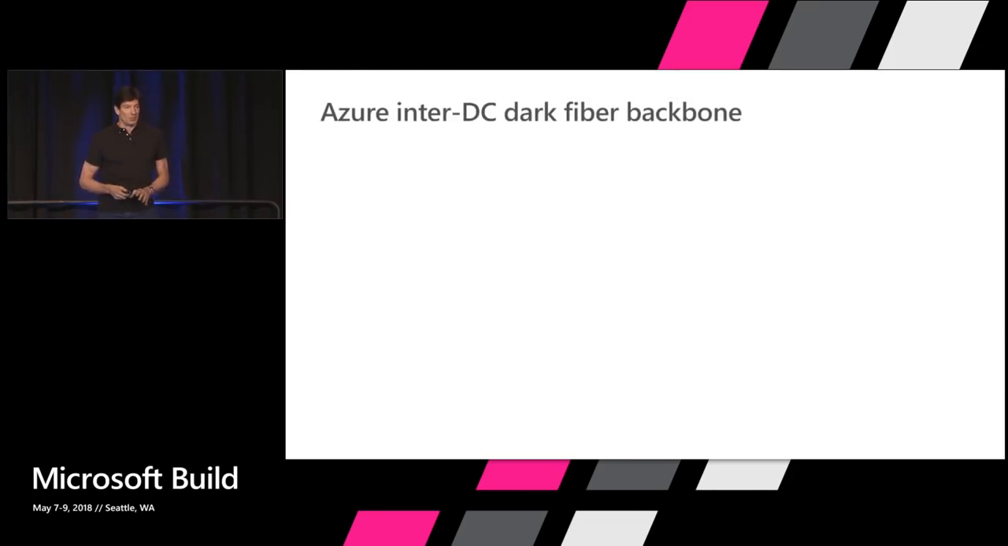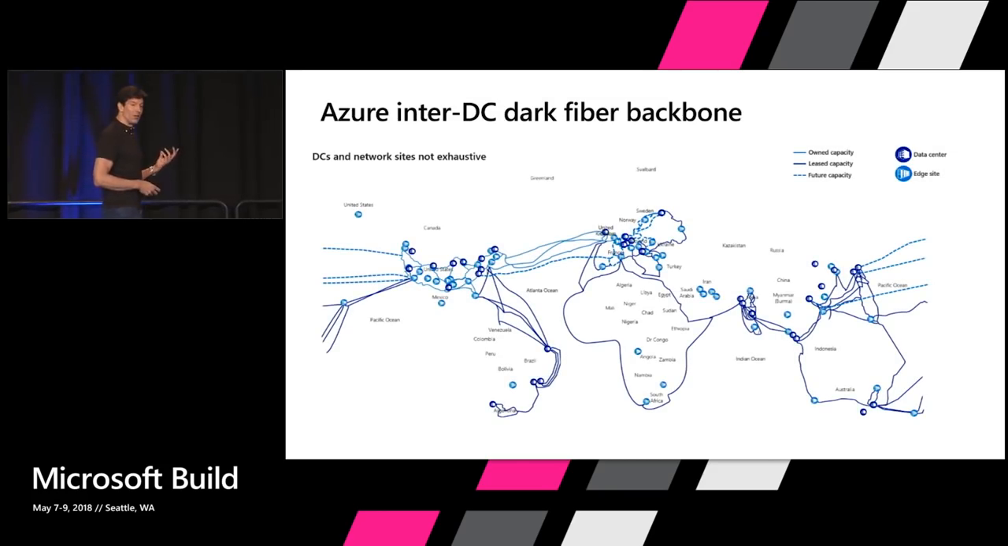Speaking of that physical topology and internet peering sites, this is a look at the current state of our dark fiber backbone. All of the traffic between our regions, between data centers, flows over our own fiber, either leased or completely owned by us. We've been investing huge amounts of capital infrastructure in building out the worldwide WAN.